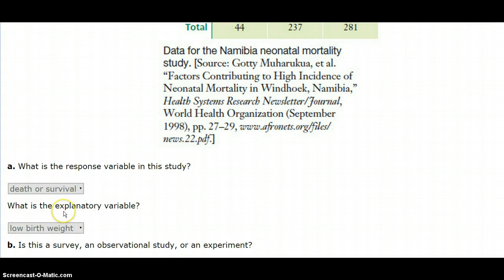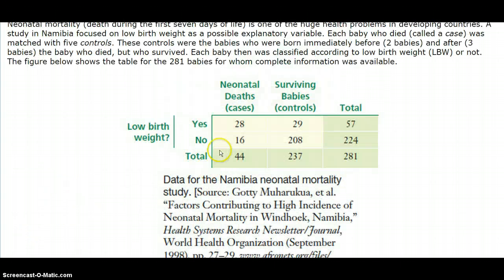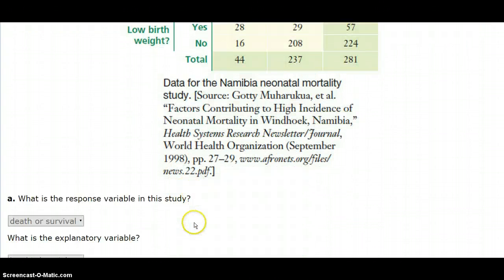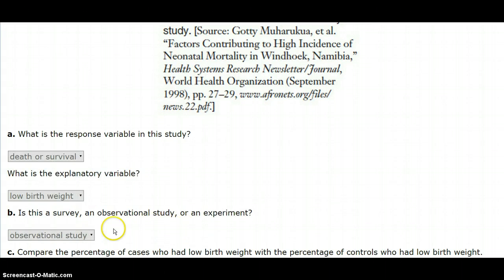And what would be explaining that death? What's the predictor? In a sense, what is the treatment? Although we don't usually use treatment in this case because we're not the ones controlling it. It's beyond our control. But it takes the same role in the study as a treatment. But that explanatory variable that may be causing death is the low birth weight. So this is our explanatory or predictor variable. This is our outcome or response variable.